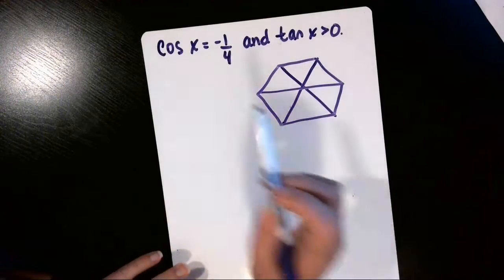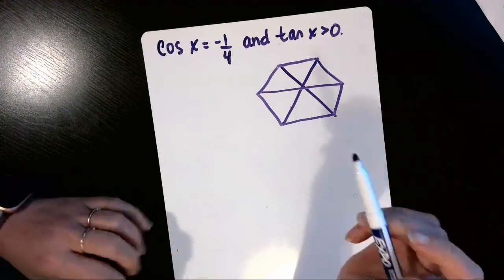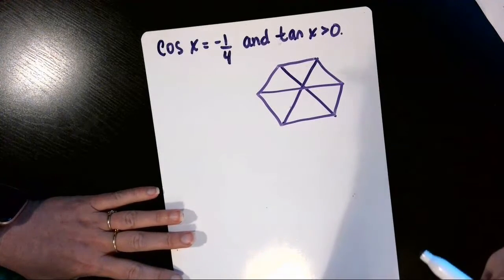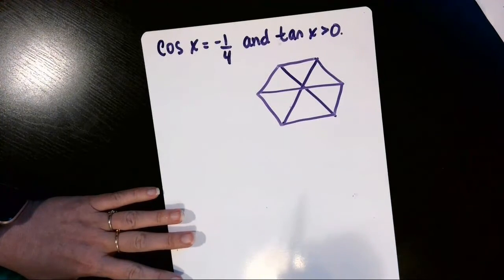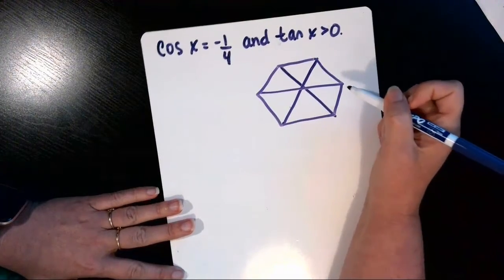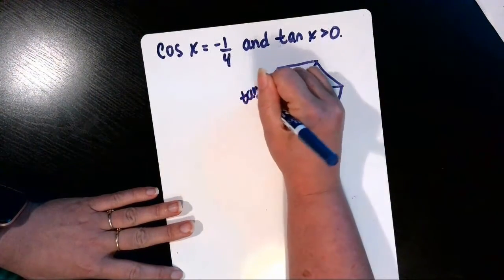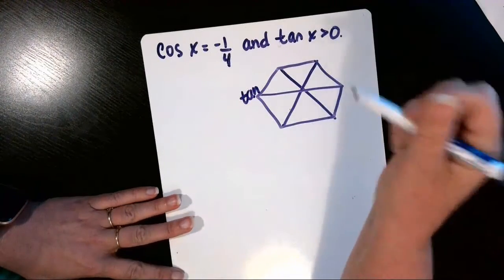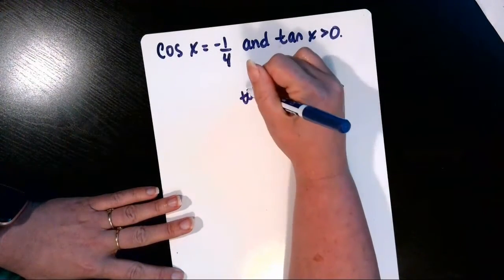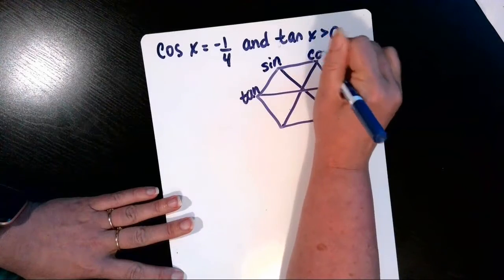Okay, so if I know that the cosine of x is negative 1/4 and the tangent is positive, and I want to find all of the other 5 trig functions, I'm going to use my trig identities hexagon as a graphic organizer. So the tangent goes in the leftmost vertex, and then we use that quotient identity, so tangent equals the sine divided by the cosine.